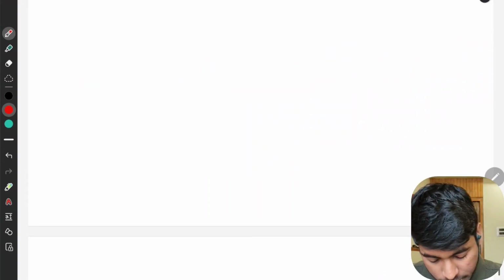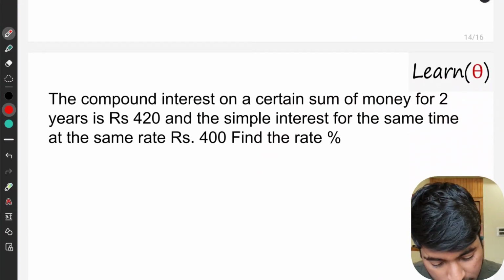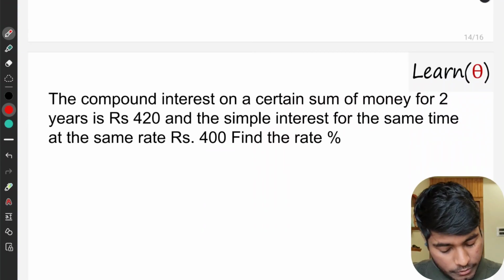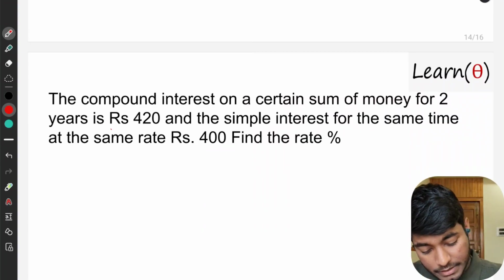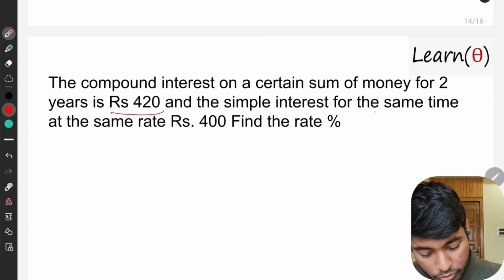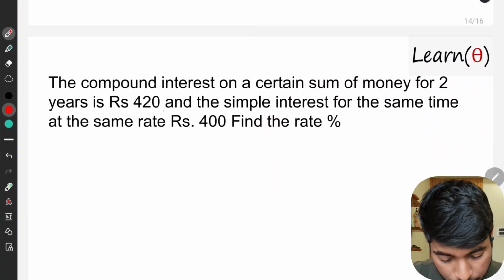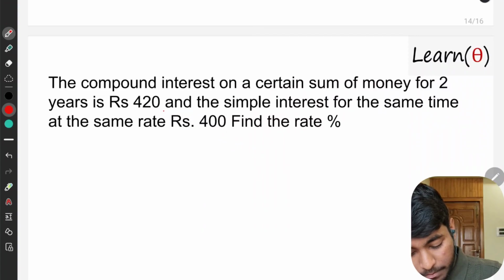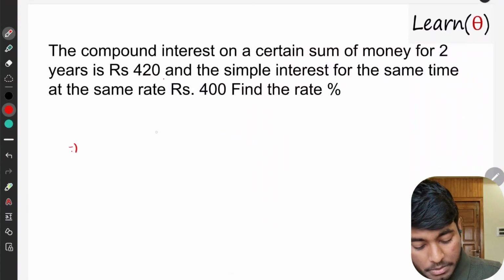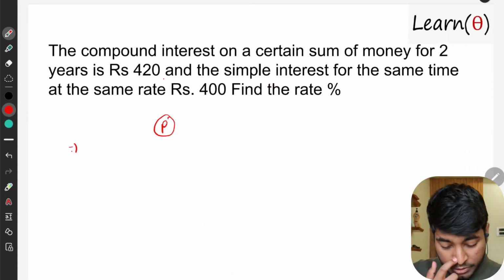The question says the compound interest on a certain sum of money for 2 years is 420 and the simple interest for the same time is rupees 400. Calculate the rate percent. Okay, no issue at all. What is given to me? Do I know the principal amount? No, I don't know the principal amount.